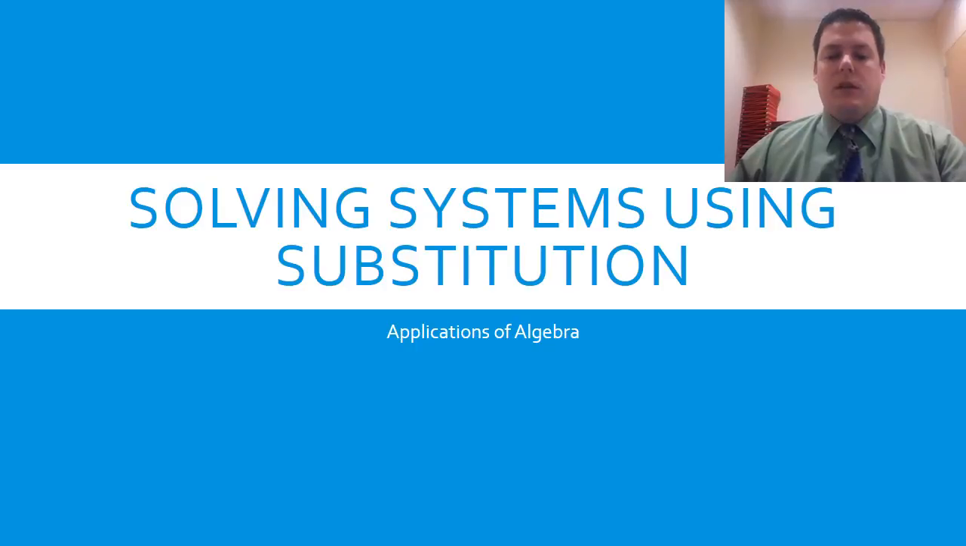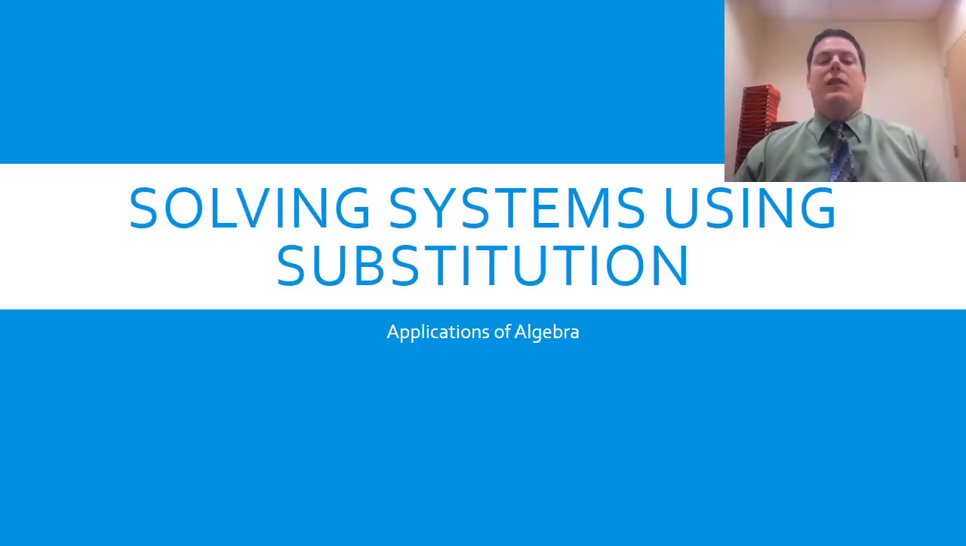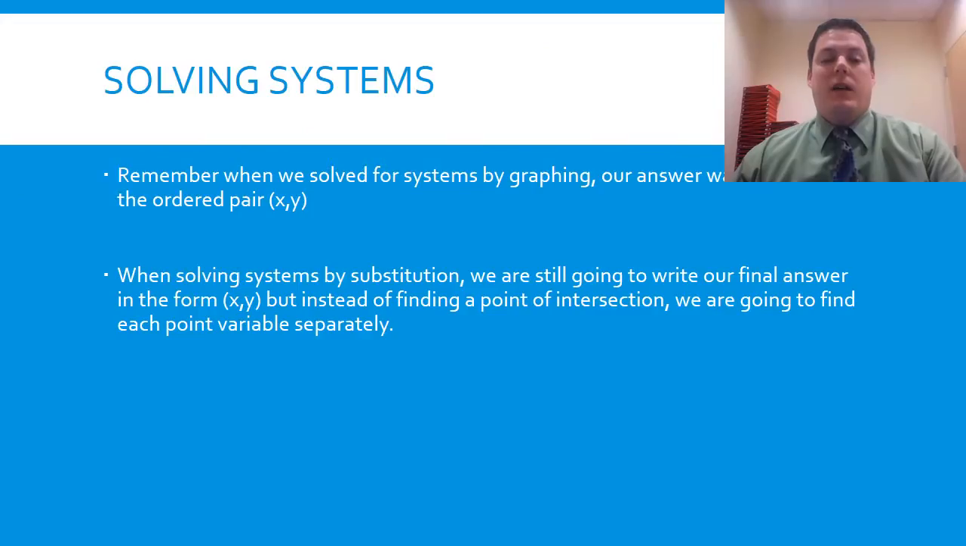Hello everyone, we're going to continue our discussion on solving systems of equations, this time by substitution. Last week we did it by graphing, and remember, solving a system of equations is finding a solution in the form of an ordered pair that fits more than one equation. So we're working with two equations at the same time.